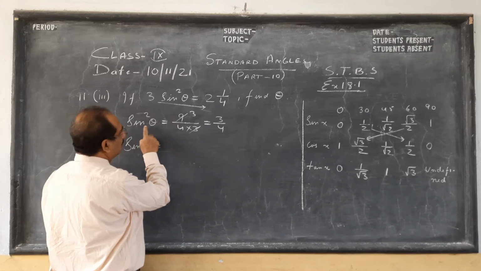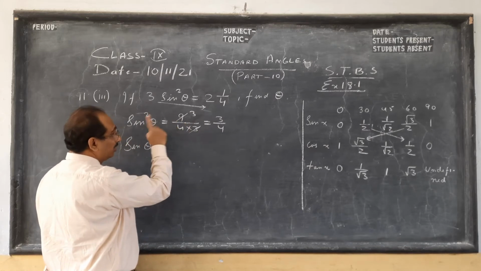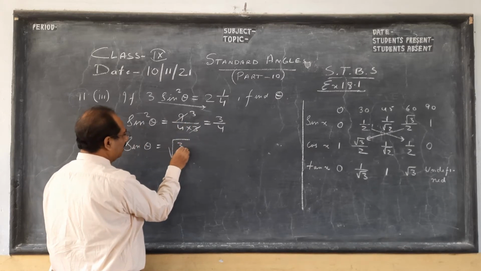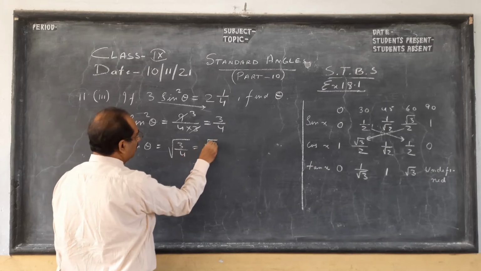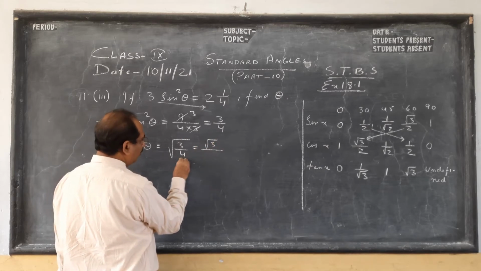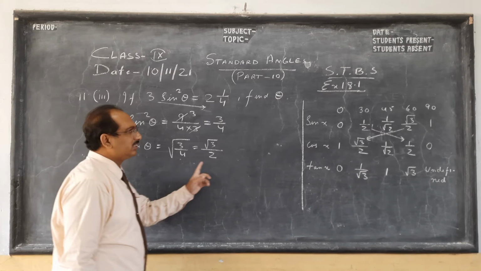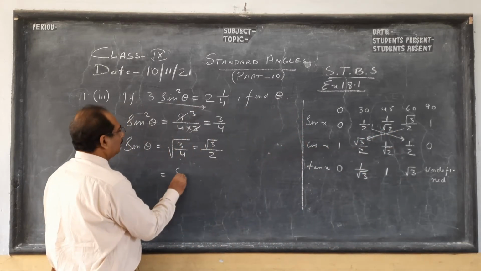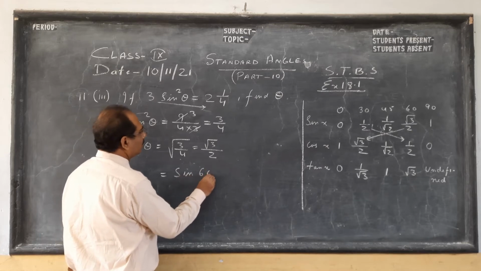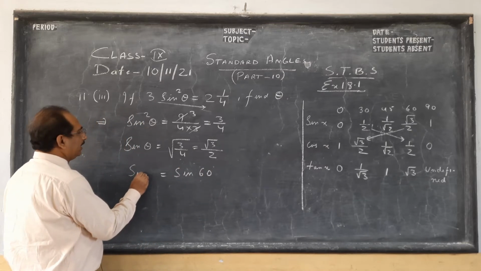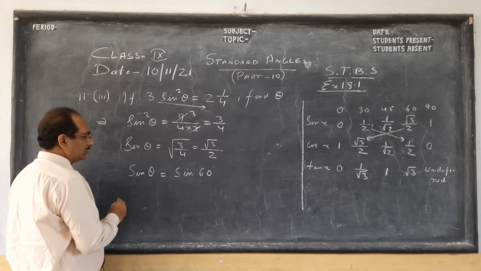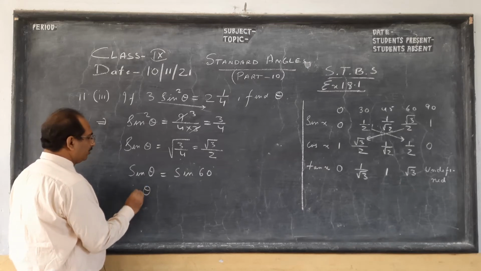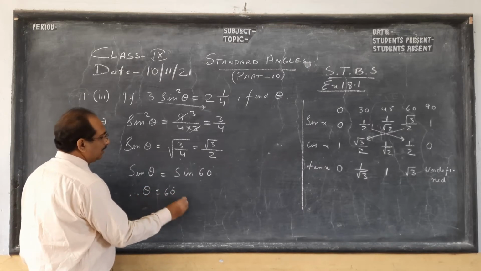here it is a square, so we take root on both sides. This root 3 will be root 3, root 4 is 2. Now see which sine's value is root 3 by 2, it's sine 60. So from the value we go to sine. So sine theta is sine 60 degrees, therefore theta is 60 degrees by omitting.